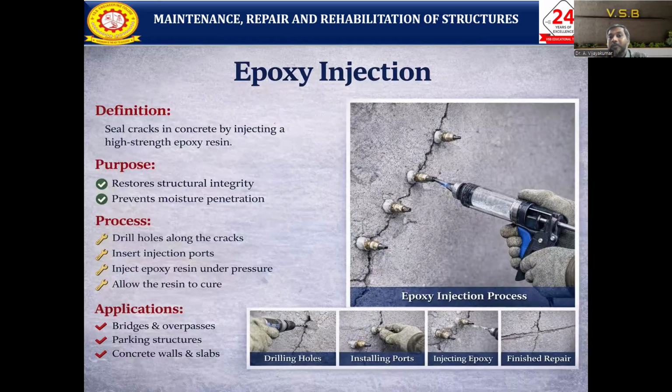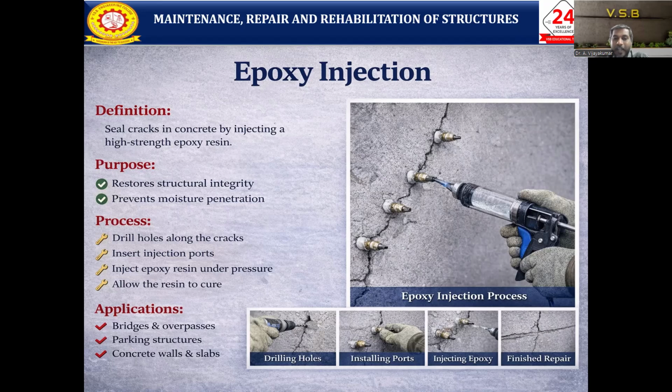Now we are going to discuss epoxy injection. Suppose after 10 or 15 years, small cracks will come, and the small cracks will widen. For that, we need to repair. Many repair methods are available to repair cracks. One of the prime methods is epoxy: using epoxy resin, we inject and fill the crack to enhance the strength of the structure.